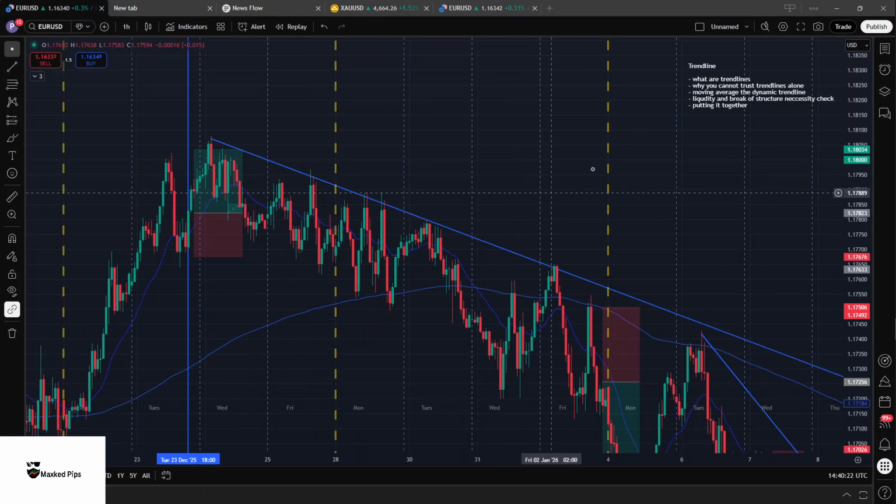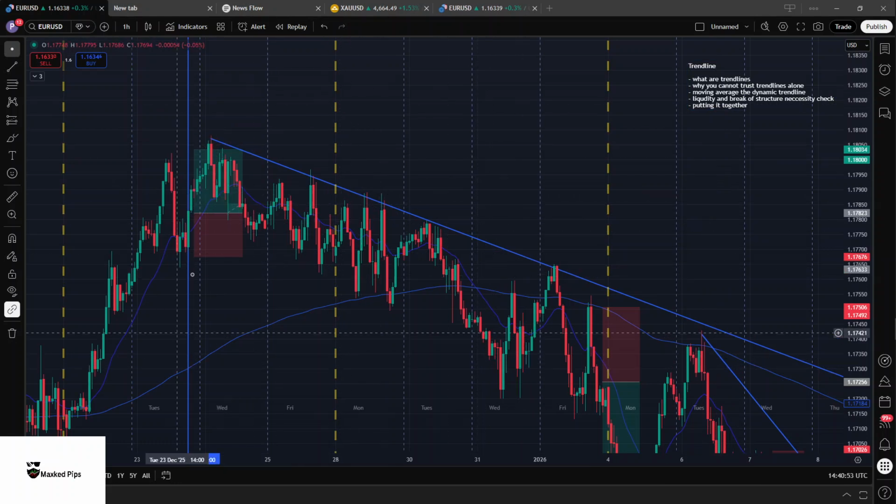So first of all, what is a trendline? In simple terms, a trendline is this straight diagonal line. A trendline is when you use a line to connect past market to current market diagonally. That's simply what a trendline is. There's nothing fancy to it.